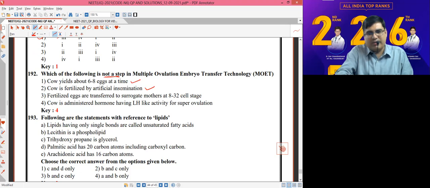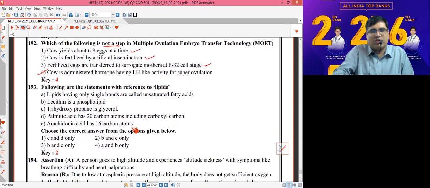Cows are fertilized by the artificial insemination only, the AI technique. Fertilized eggs are transferred to the surrogate mother at the 8 to 32 cell stage. Yeah, of course. Cow desperate hormone having LH-like activity for superovulation? No, it is not correct. So of course, it is the answer for this particular question.